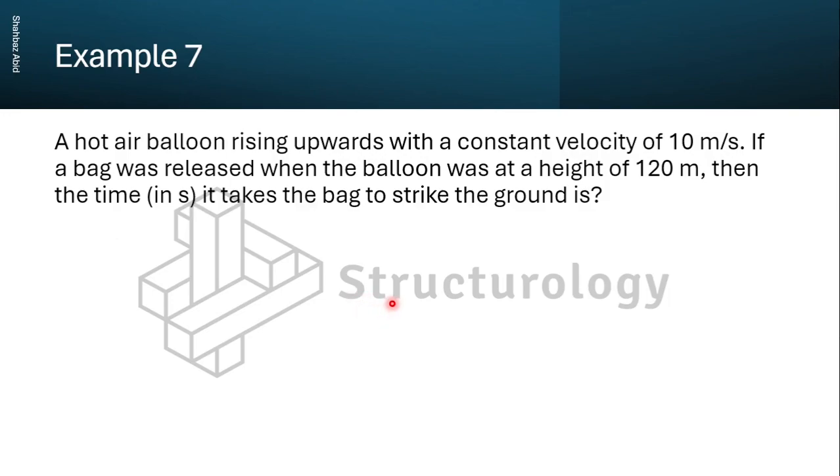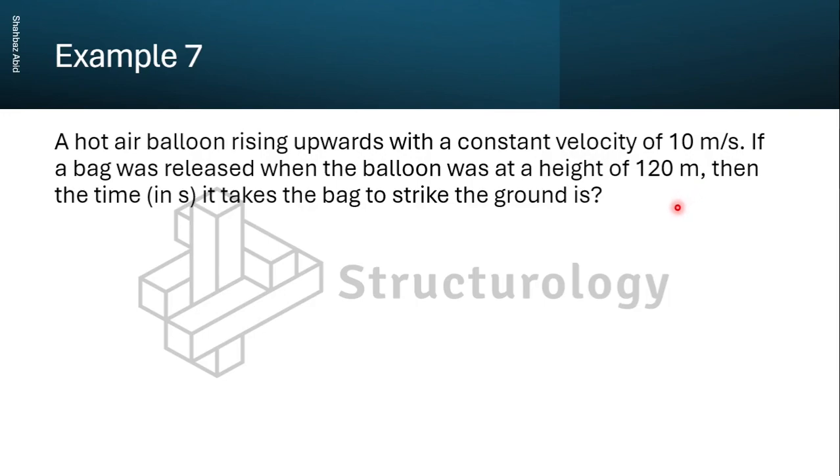We know the initial velocity is going to be 10 meters per second even for the bag as well, because the bag and the balloon were both moving upward with the constant velocity of 10 meters per second, and the height was at that instant 120 meters. So this is the initial velocity and this is going to be the initial position.